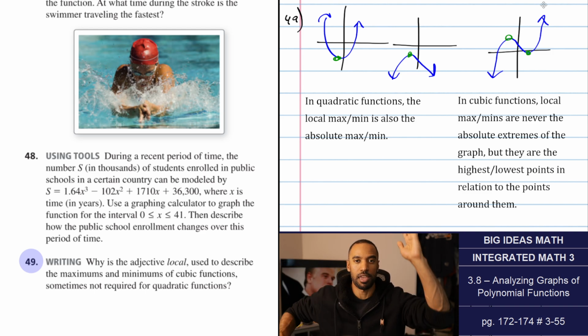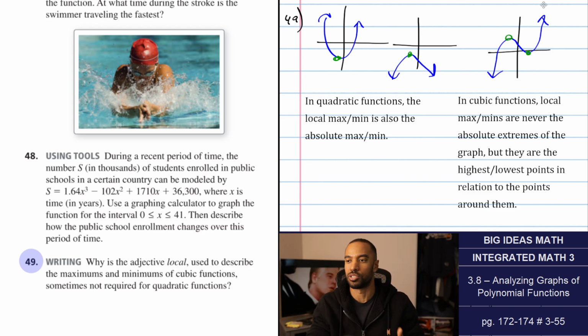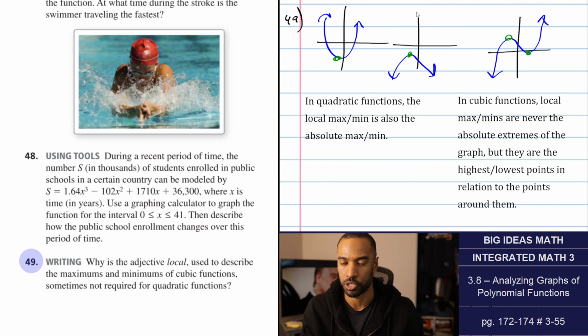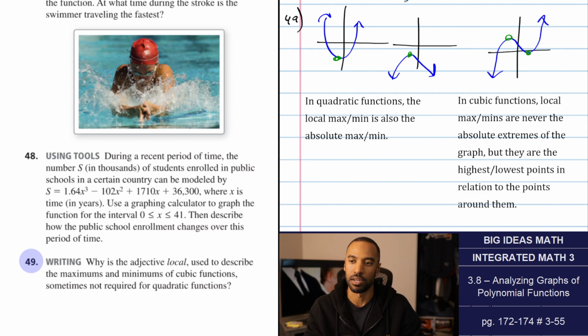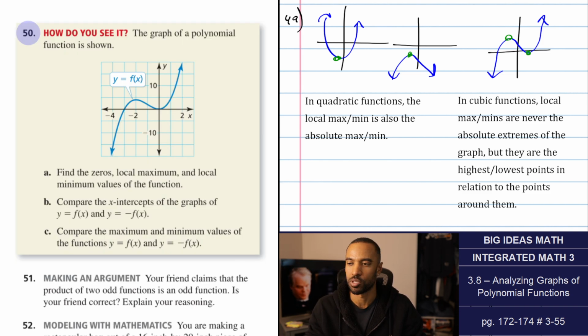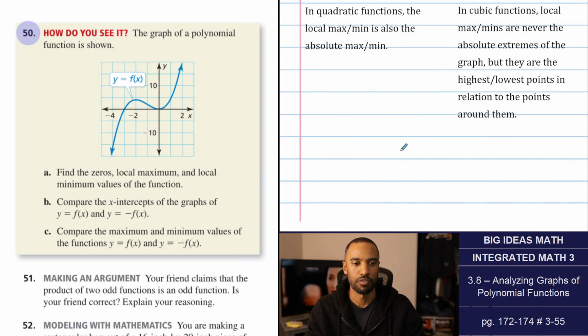Cubics have to. They have end behavior that always does this or this. There is never an absolute max or min of any odd degree polynomial function ever. Quadratics will always have some sort of absolute max or absolute min, one or the other, based on what you have. And it might have some relative ones, but the quadratic specifically, its relative max or min will also be the absolute. Good question for them to ask.